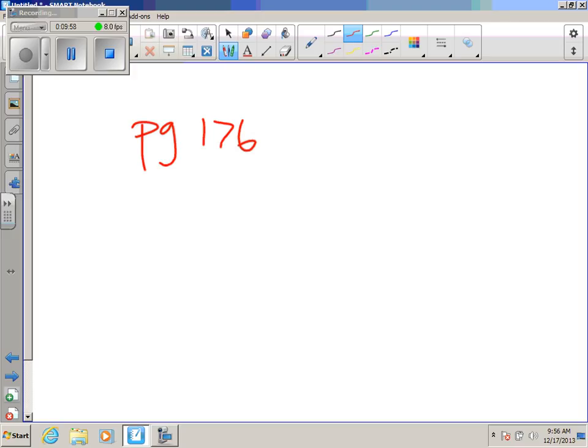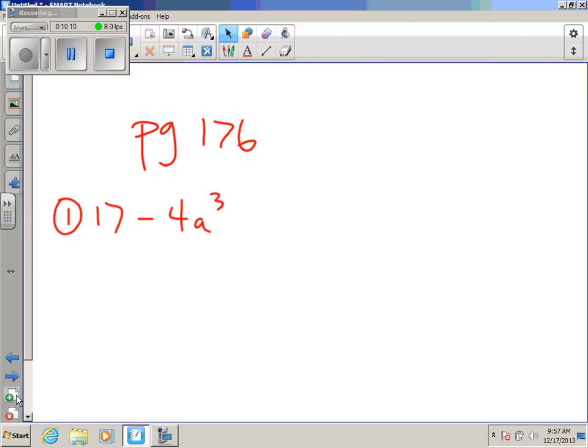So look at number 1. 17 minus 4a to the third. What degree is the 17? Does the 17 even have a variable, Marlia? Does it even have a variable? So therefore, its degree is 0. What's the degree here then? 3. Which of these is bigger? So our degree of the polynomial is 3.